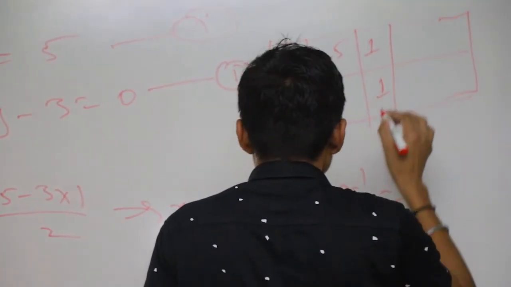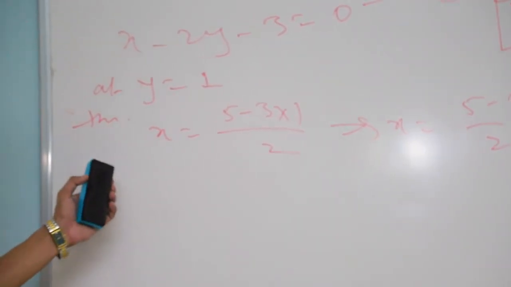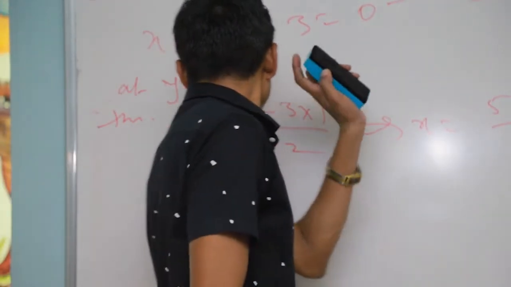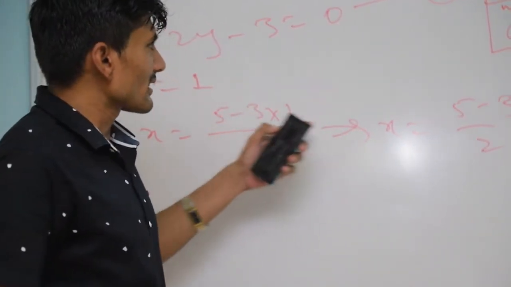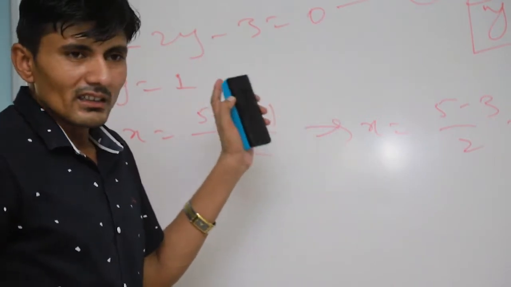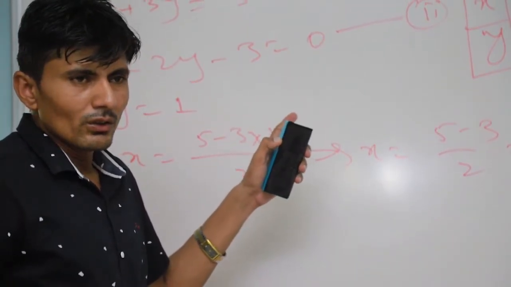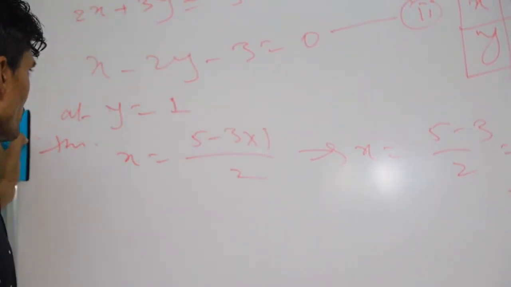Like that we have to put the different values of y in this equation number 3. Then you will get the different values of x. Like this way we have to find out 3 or 4 values and we have to show them on the graph. Let's see from the equation number 2.